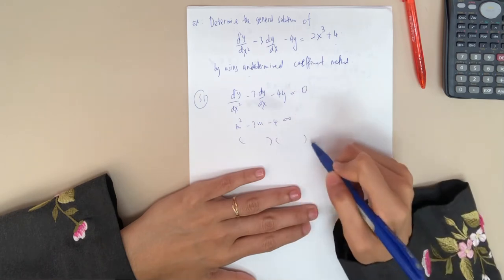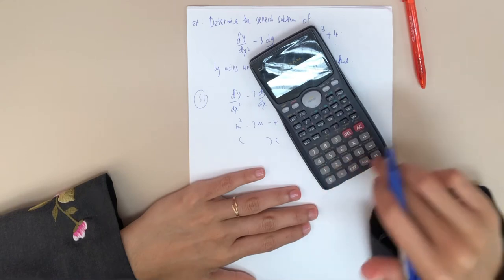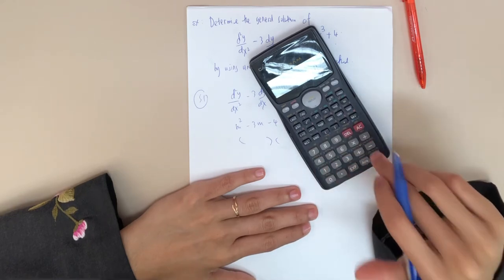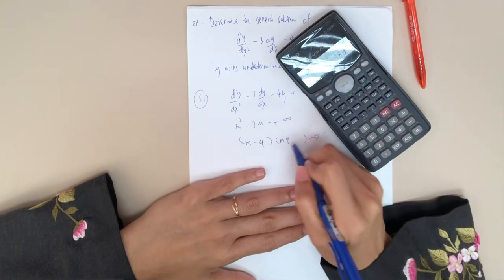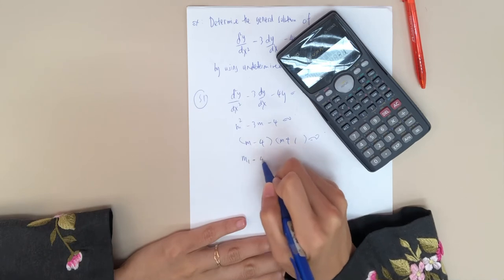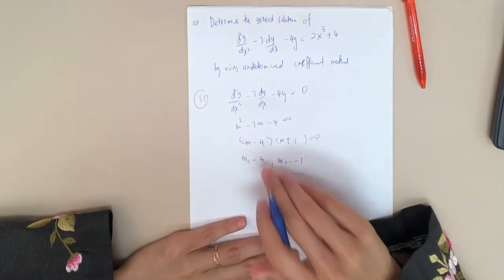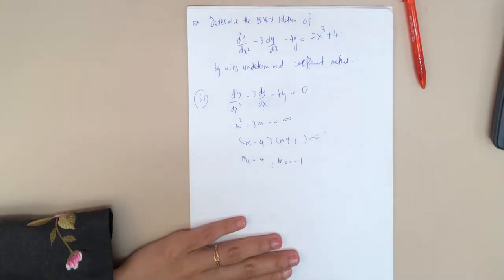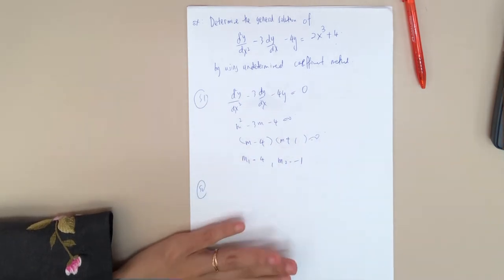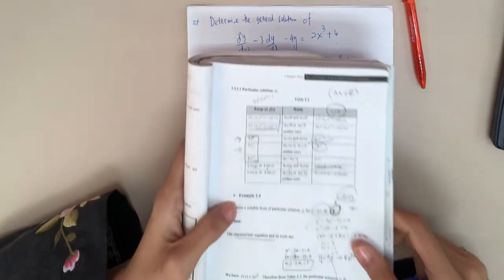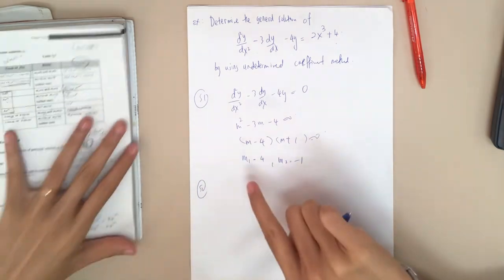So you factorize it. You can use your calculator: 1, negative 3, negative 4. So it will be m minus 4 and also m plus 1. That means your m1 here is 4 and your m2 here is negative 1. Okay, so this is step number 1. Step number 2, by using the table, which you can refer to in the slides, find out what the roots are.